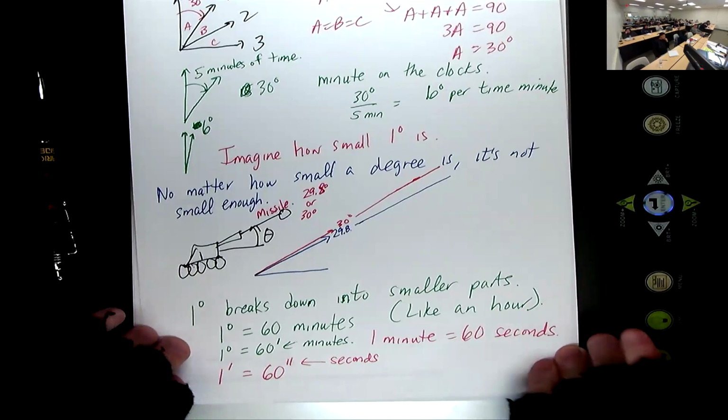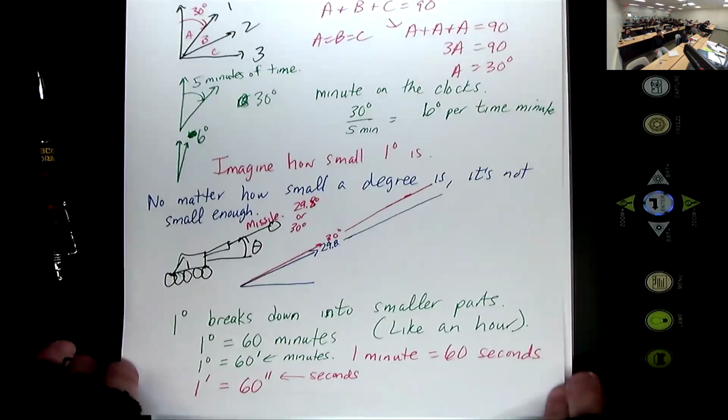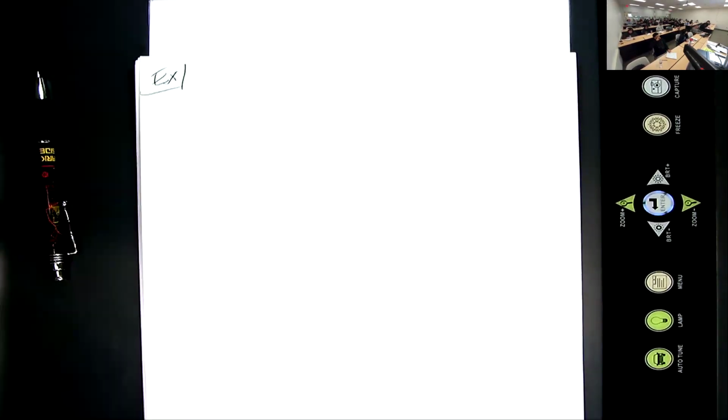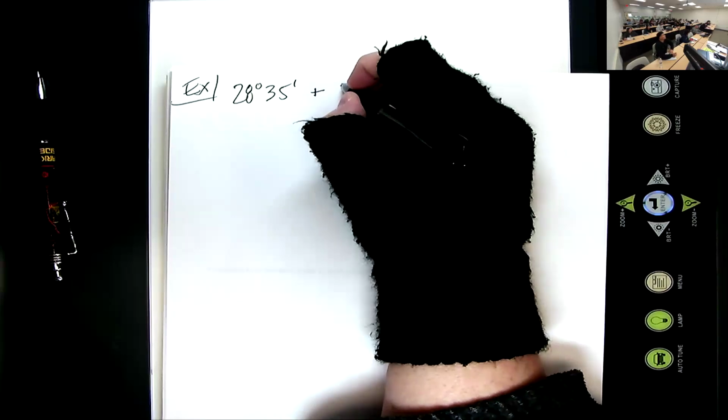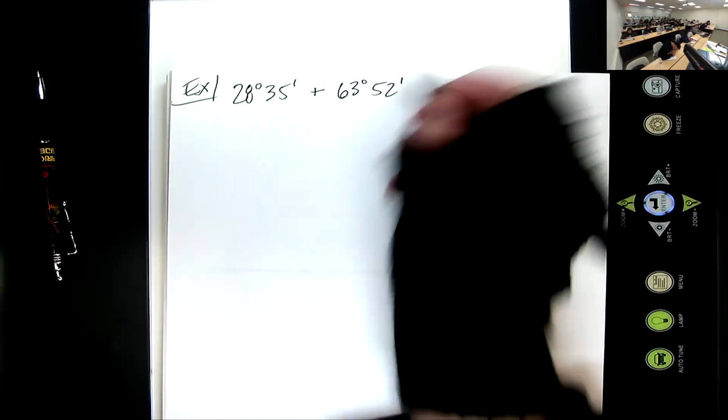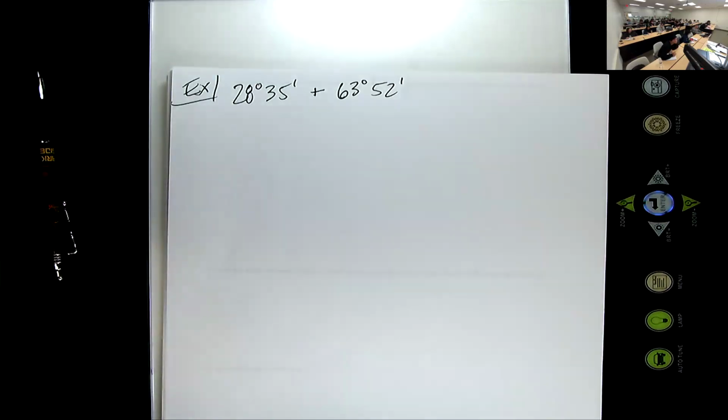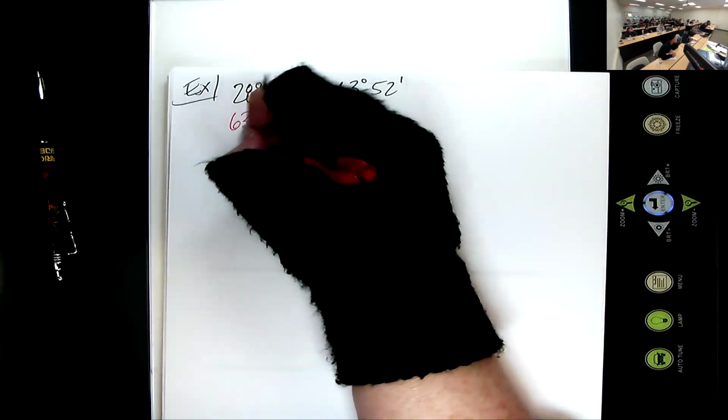Alright, everybody looks like they're done writing, I'm done distracting you with fun stuff. Let's do some examples with this. Alright, so let's say I have 28 degrees, 35 minutes, and I want to add to it 63 degrees, 52 minutes. I'm gonna stack them because that's how I roll. I add vertically when I can.